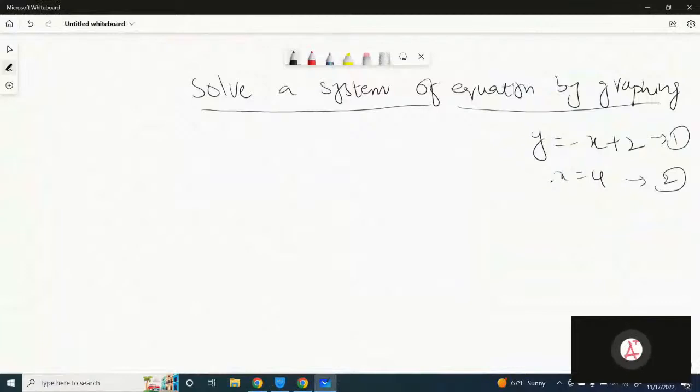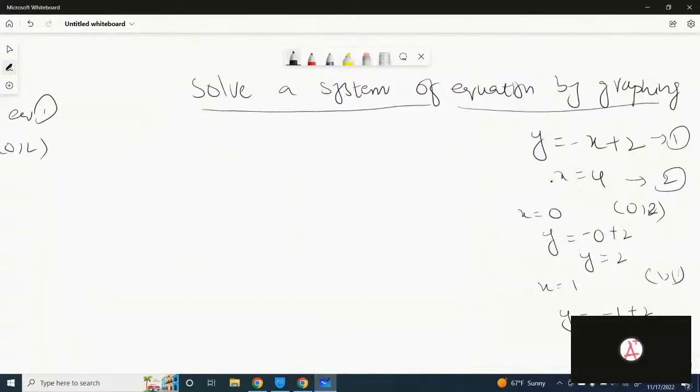Let's find the y-intercept of the equation. Put x equals 0 in the equation, so it would be y equals negative 0 plus 2. That means y equals 2. So the y-intercept is (0, 2), got it? And let's put x equals 1. It would be y equals negative 1 plus 2, and 2 minus 1 is 1. It would be (1, 1). These are the 2 points for equation number 1. I'm going to write here these 2 points: (0, 2) and (1, 1).